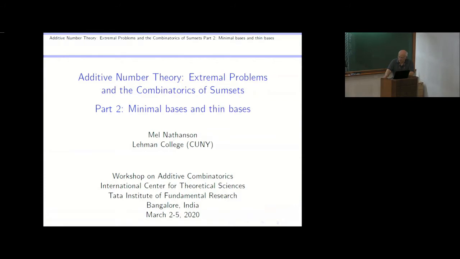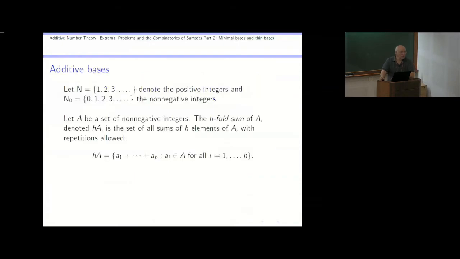So yesterday's method was algebraic, and today's method is combinatorial. So let me just review a little bit what I did at the end of the talk yesterday. As usual, we take a set of non-negative integers, and the h-fold sum of the set A just consists of all numbers you can write as the sum of h elements of A, not necessarily distinct.